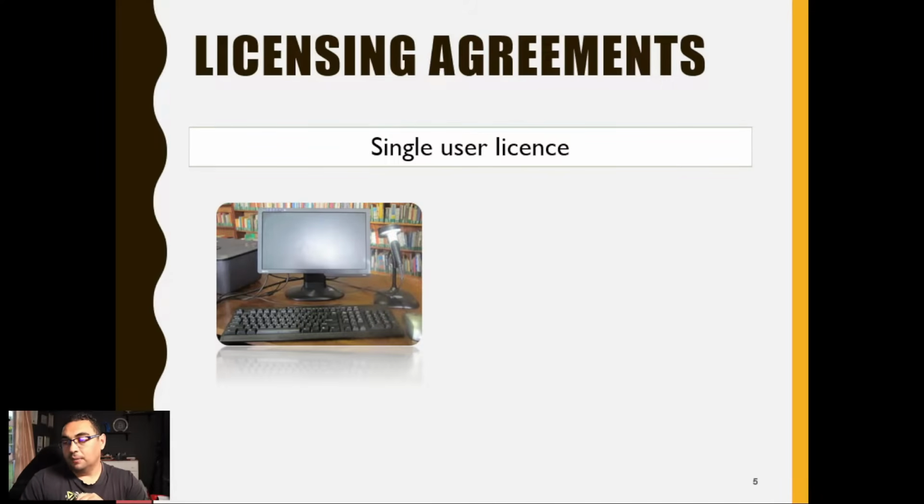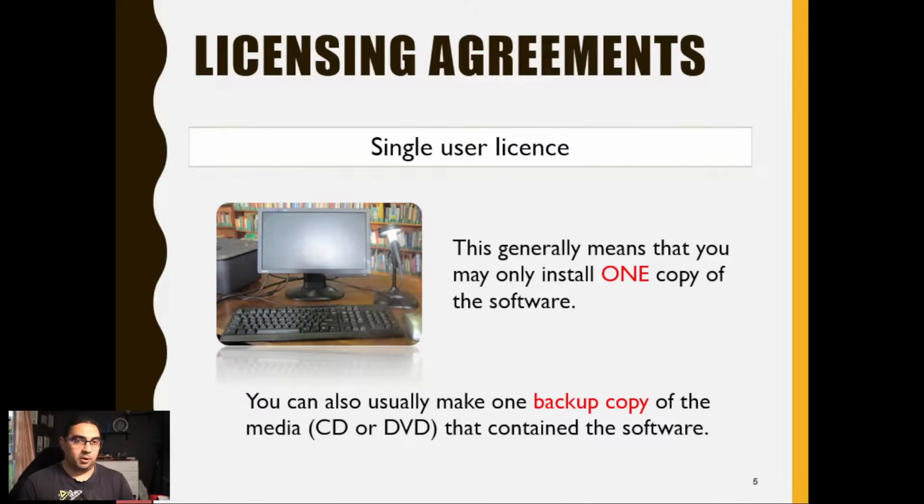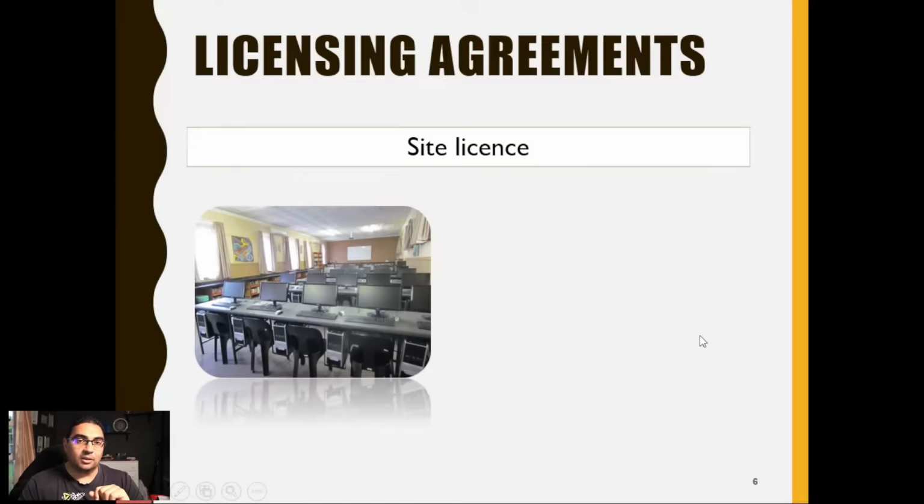Now, they went into some more detail on the single user license, which means that you can install one copy of the software on your machine. Your machine, not somebody else's machine. You can also make a backup copy. So you've got your laptop or desktop, you buy that piece of software, you can install it on that machine as many times as you want to, but on that machine, and you can have a backup copy as well in case you lose the original CD. That's the only way that you can actually be safe if you have a single user license.